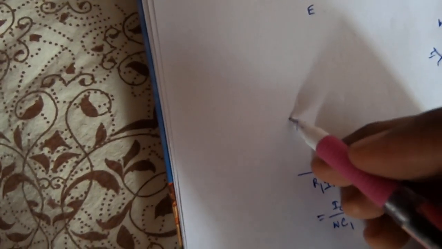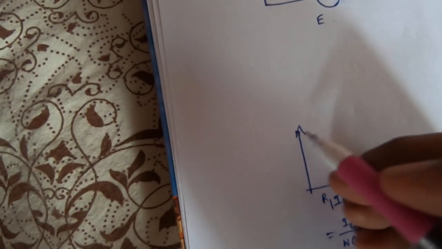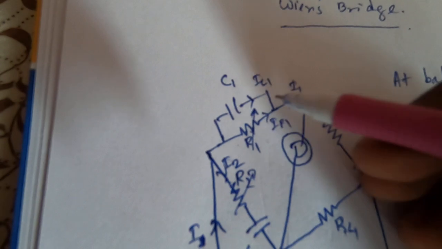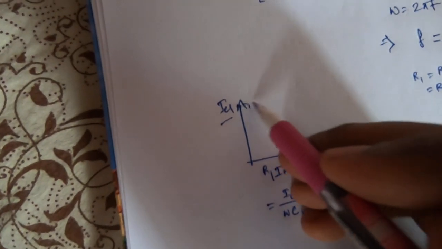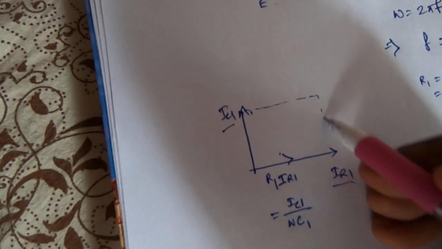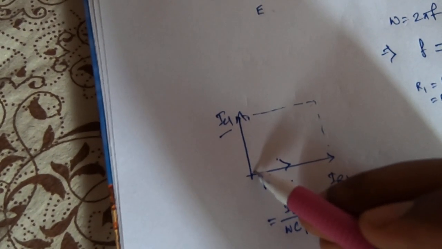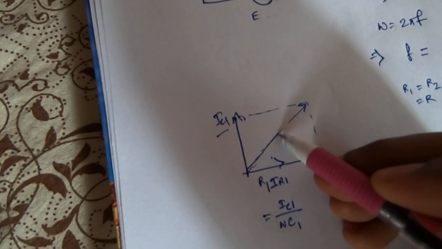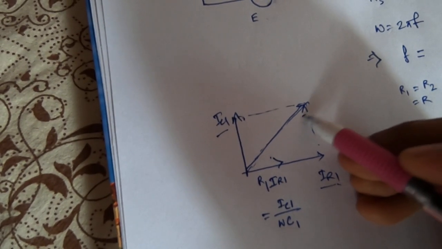So now this is your IC1 and this is your IR1. What we said earlier is that summing up this IC1 and IR1 will give the total current I1. So now you just take the phasor sum. So this should be the phasor of your I1. I think you're clear about it.